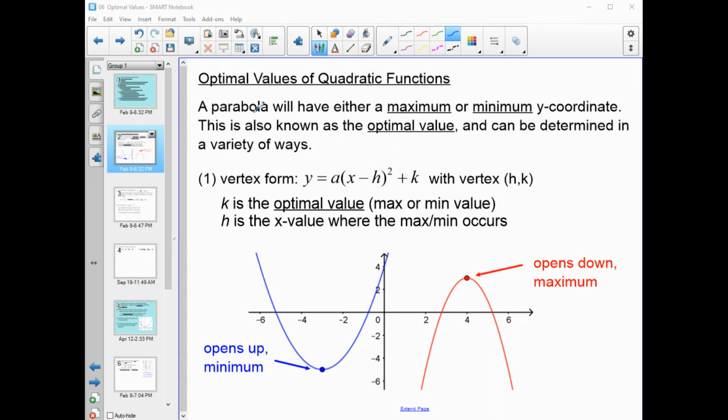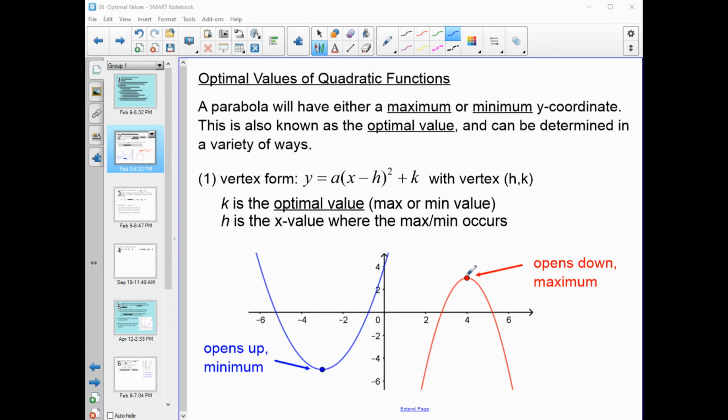And the idea, first of all, let's talk about a quadratic function or a quadratic relation. We know that the graph of that is going to be a parabola of some sort. And depending on whether that graph opens up or opens down, that's going to tell us whether or not the vertex is located at the lowest point, which we call a minimum, or the highest point, which we call a maximum.